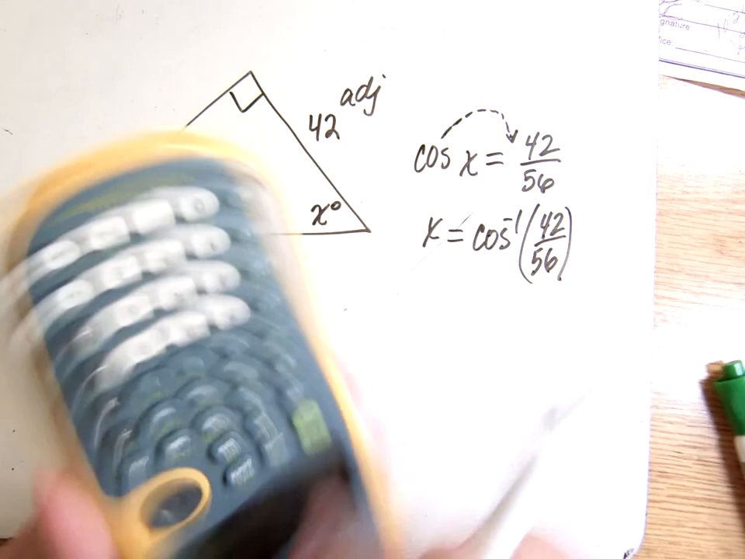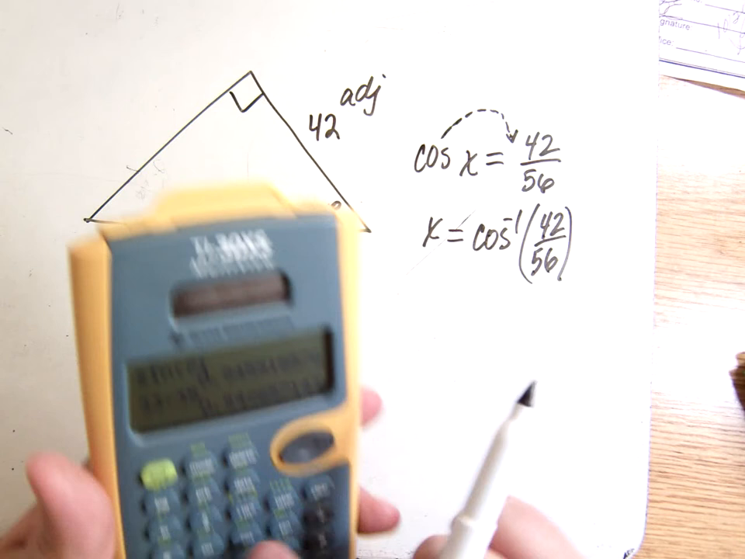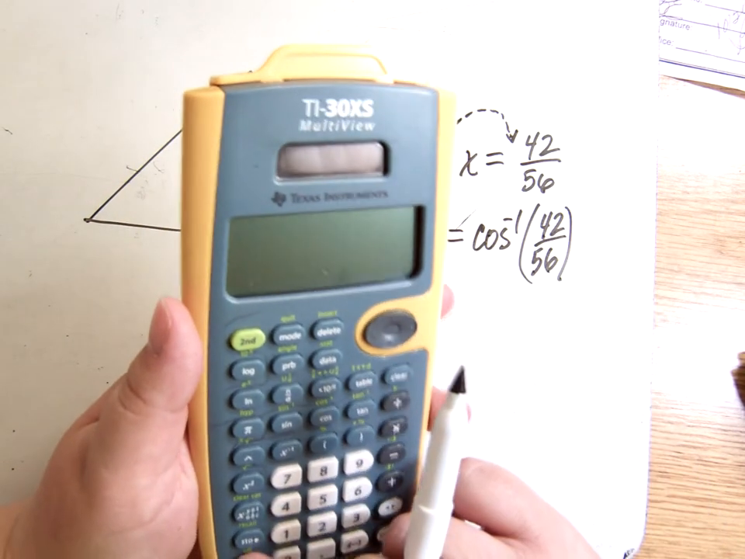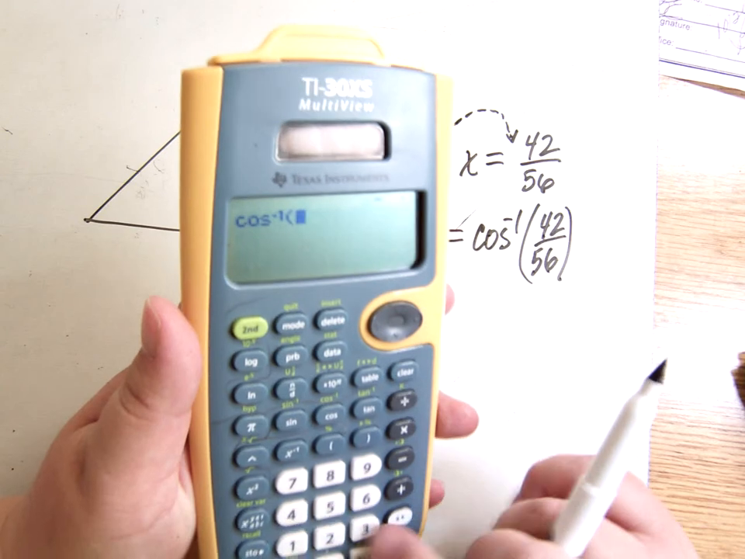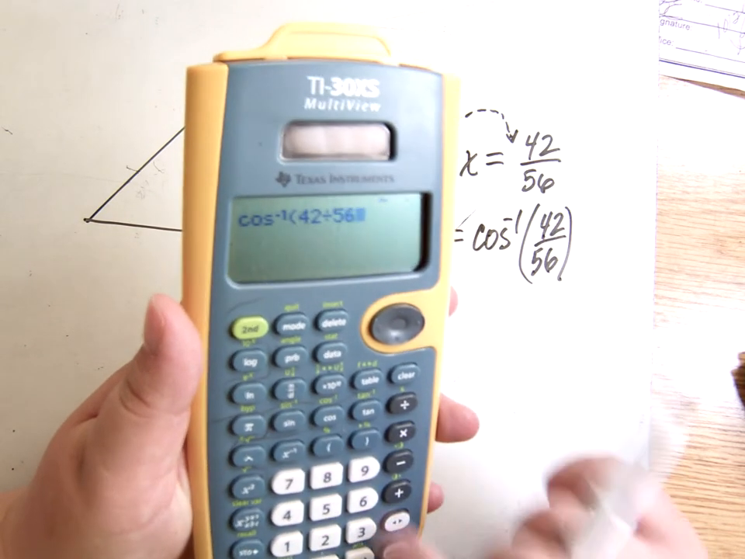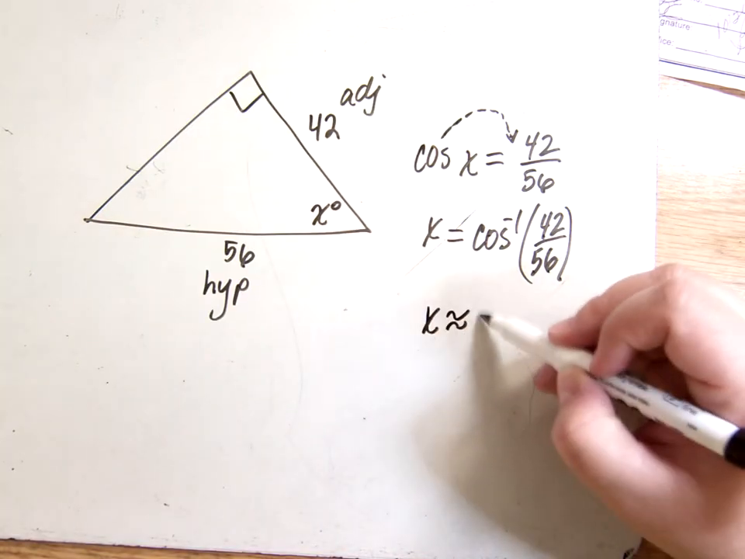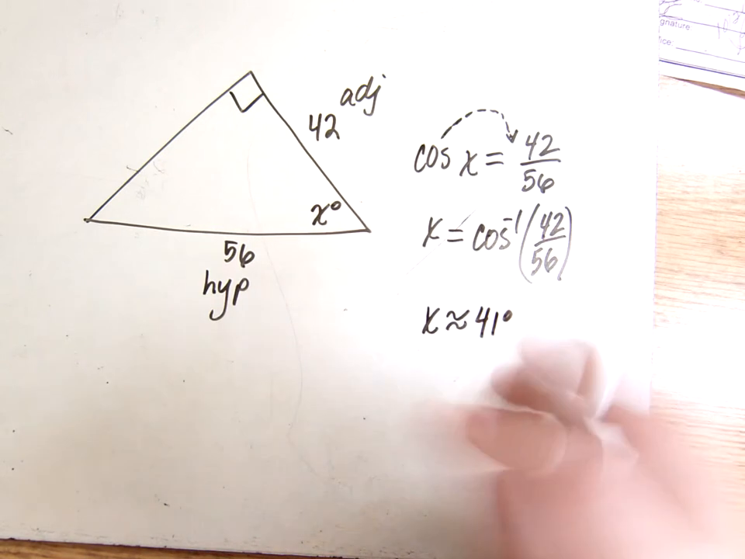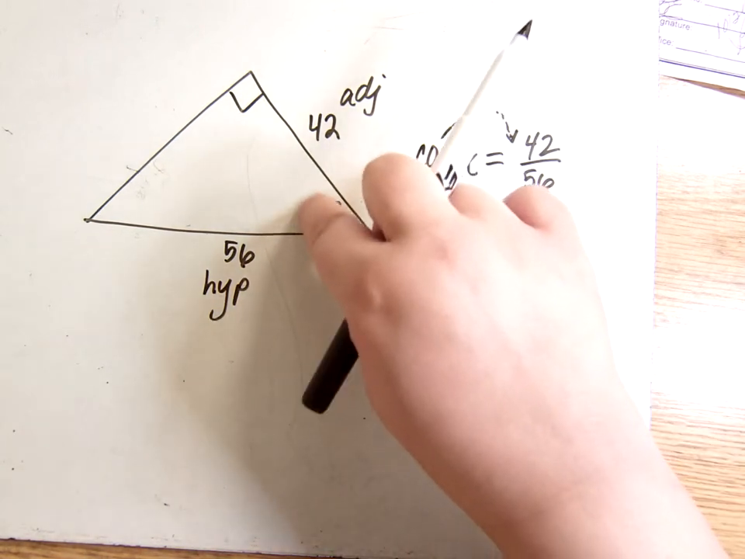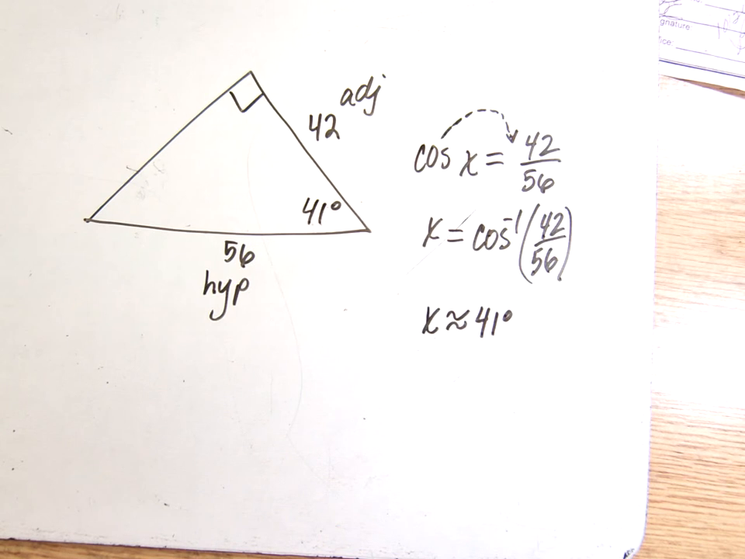I'll do inverse cosine. If I can get it set up, inverse cosine of 42 divided by 56. Enter gives me 41.4, or about 41 degrees. Every time you do an inverse function, you find an angle. That's the only time you need the inverse function. When you're finding the side lengths, you do not need inverse sine, inverse cosine, or inverse tangent. You still just use regular cosine, regular tangent, regular sine, etc. So this is the only time you need inverse, is when you're missing an angle and need to find it. That's about it.